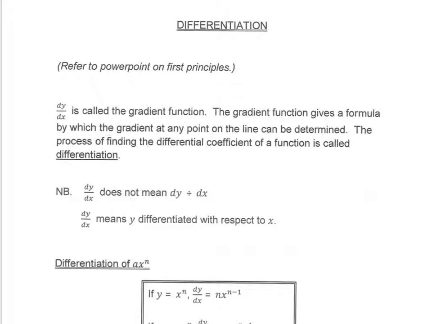If any of you are interested in where differentiation came from, how it was derived, please look at this PowerPoint. Ask your teacher if you need any more clarification. But basically, the whole point of differentiation is to be able to find the gradient of a curve. So dy by dx is what we call the gradient of the function. Remember, the gradient of a curve isn't always the same, not like a straight line. So using dy by dx we can find the gradient at any point.